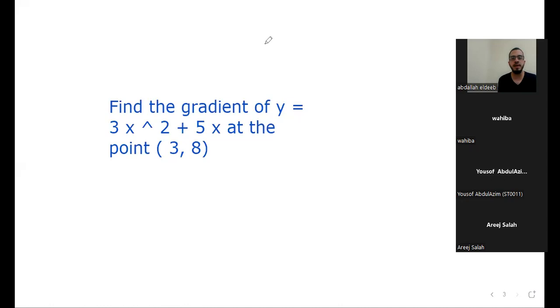Thank you guys, but I'd like to discuss something with you, Aiba. X here is what? 3. But in your answer, you put 2. So you just need to edit it.